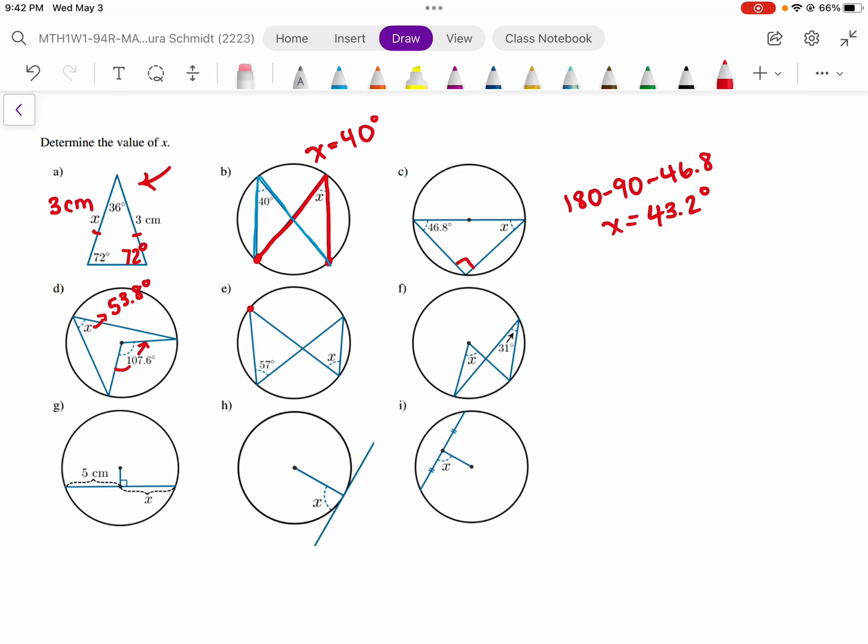Okay, this one is where we take 2 points and one angle is 57 and then the other angle is 57 also because they're the same angle.